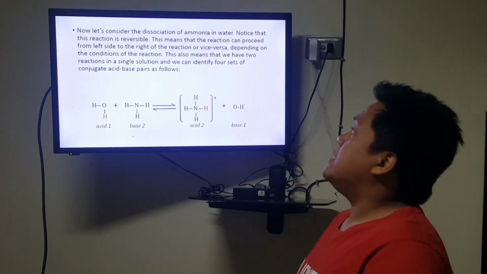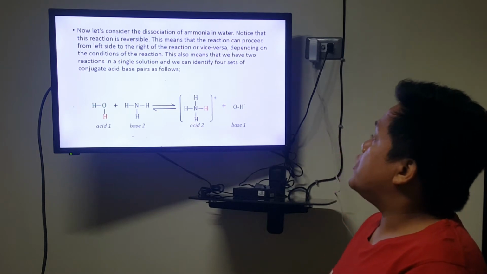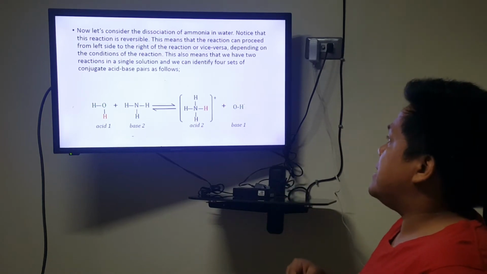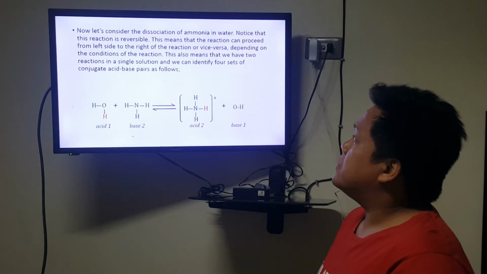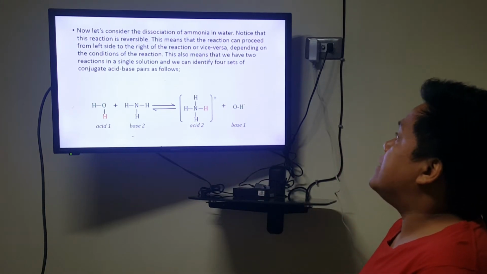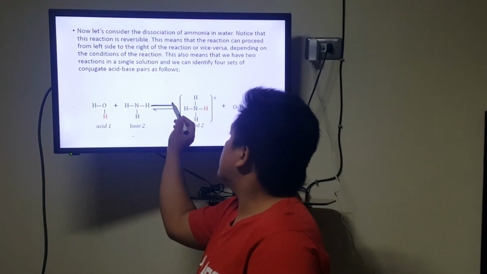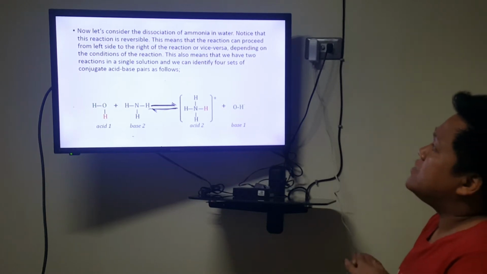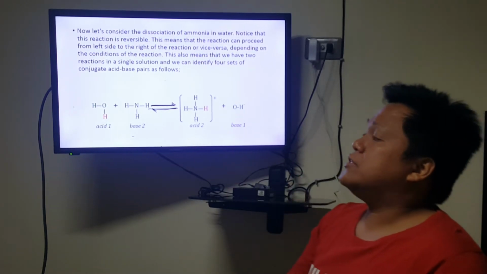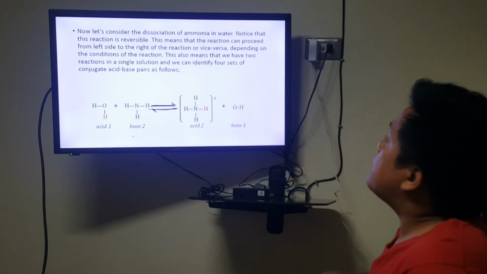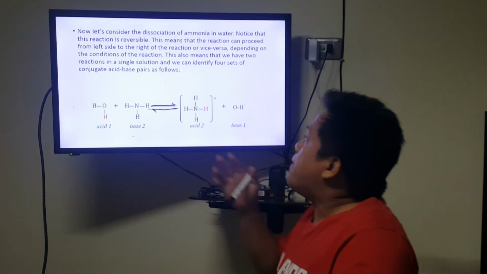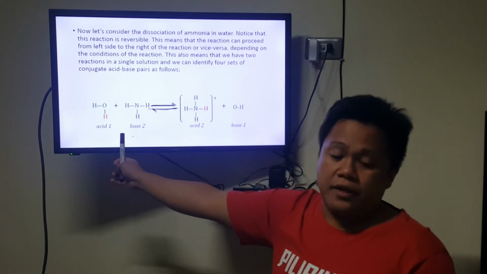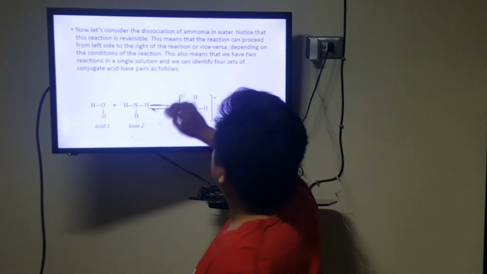Now let's consider the dissociation of ammonia in water. Notice that this reaction is reversible. This means that the reaction can proceed from left to right or vice versa, depending on the conditions of the reaction. This also means that we have two reactions in a single solution, and we can identify two sets of conjugate acid-base pairs as follows. So this one is the base 2, base 1, then the acid 1, and the acid 2. Okay.